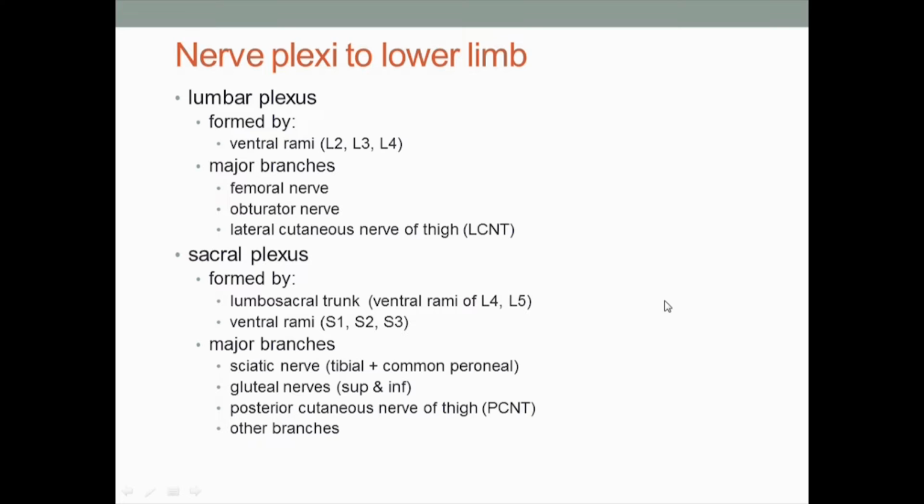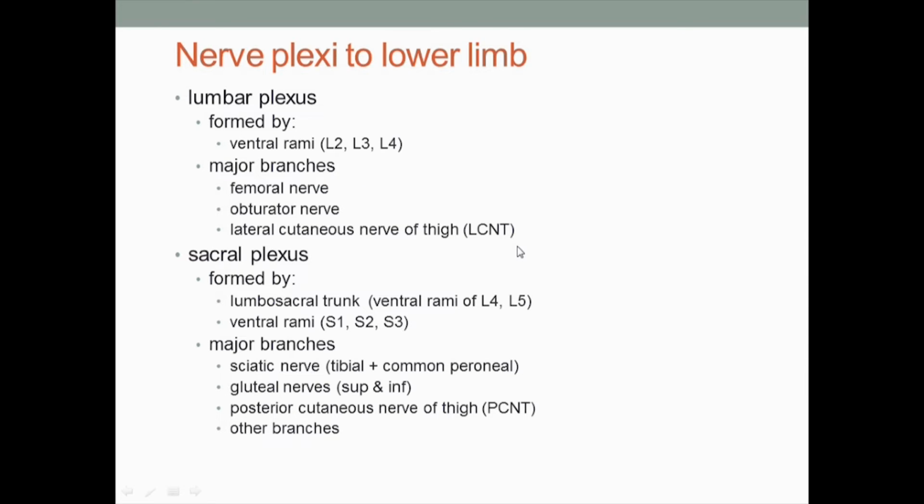If we look at a text version of the plexi of the lower limb, firstly we can see that there are two plexi, the lumbar plexus and the sacral plexus, sometimes known as the lumbosacral. If we look at the lumbar plexus first, we can see that it's formed by the second, third and fourth lumbar ventral rami. And the major branches arising from that are the femoral, the obturator and the lateral cutaneous nerve of the thigh.